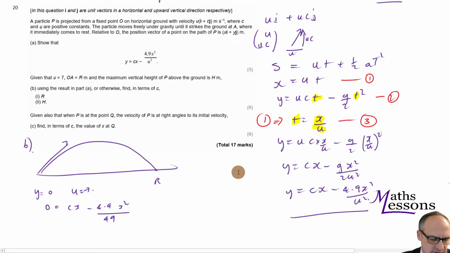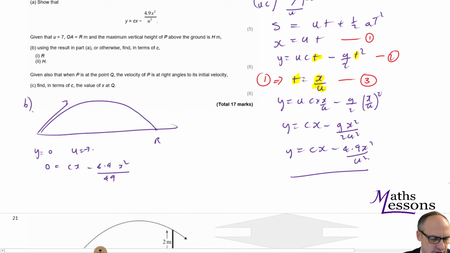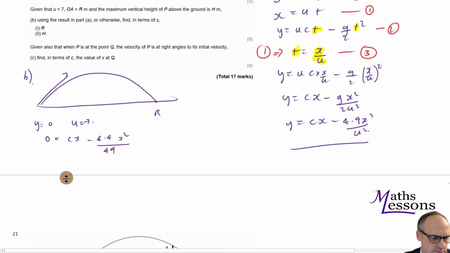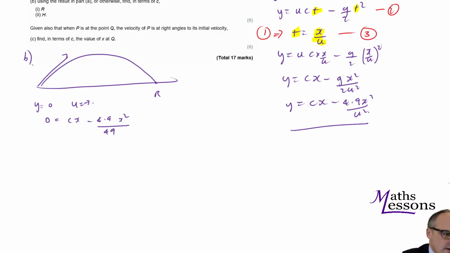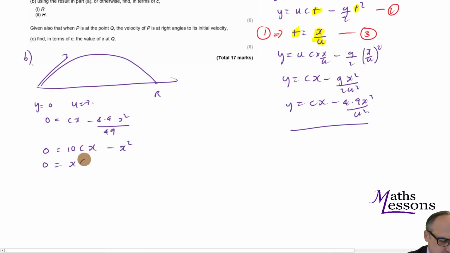We can rearrange that. Let's give ourselves a bit more space for all the working. Multiplying through by 10 makes life a little bit easier, as I'm not a big fan of fractions. Then we factorize it out, and we see that x equals 0 or 10c, which is good because obviously x equals 0 when we start, and we're at 0 on the y. Then this must be the point 10c, so R will equal 10c.